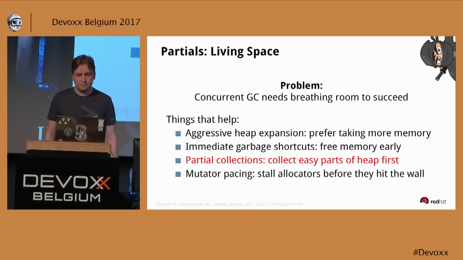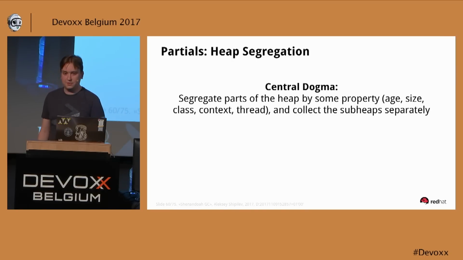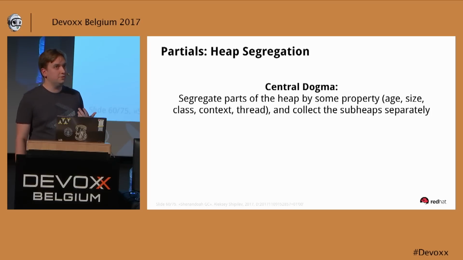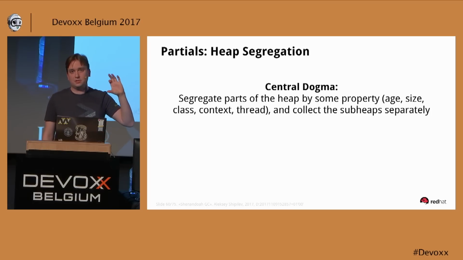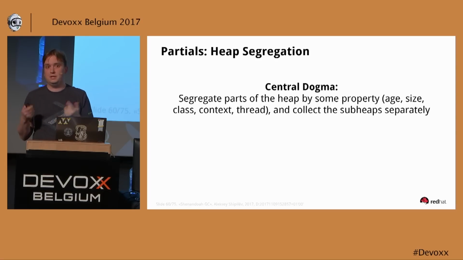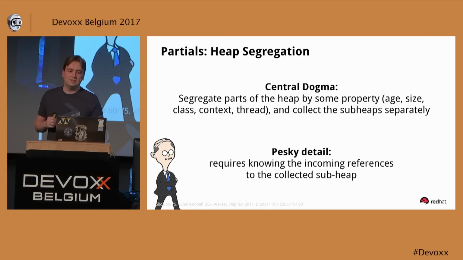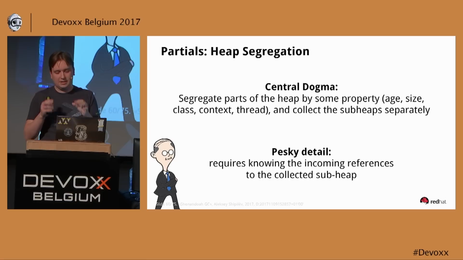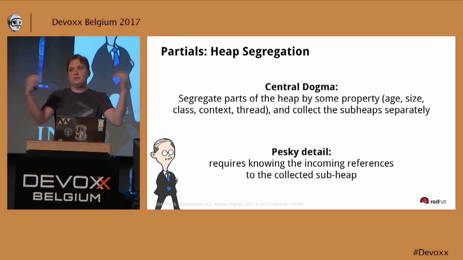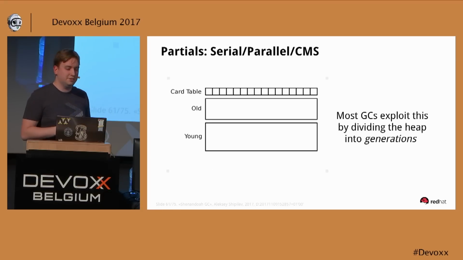Partial collections. The central dogma for partial collections in GC theory is that you want to get average pause times lower by segregating the heap by some property. The usual property is object age, and when you separate by age, you get a generational GC. The pesky little detail is that collecting the subheap requires knowing all the incoming pointers to that heap. Otherwise, you corrupt the heap. And different GCs do that differently.